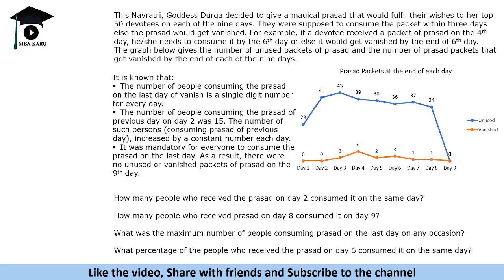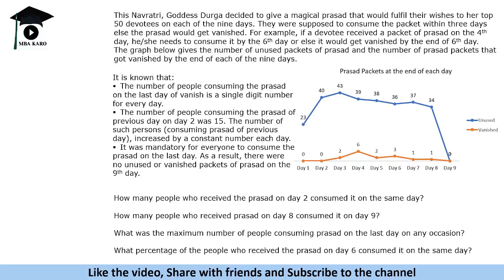So this is the ninth set of the series and it is going to be an interesting one. I hope you must have tried to solve this set. It says that Goddess Durga decided to give a magical prasad that would fulfill their wishes to a top 50 devotees on each of the 9 days. So every day she gave prasad to 50 people.